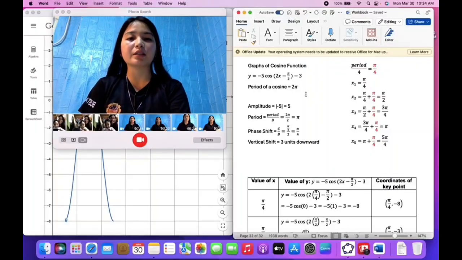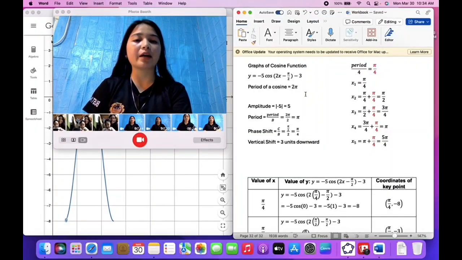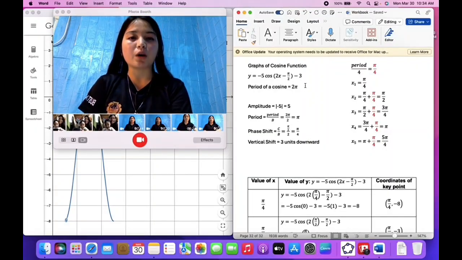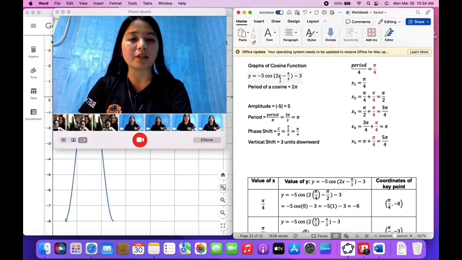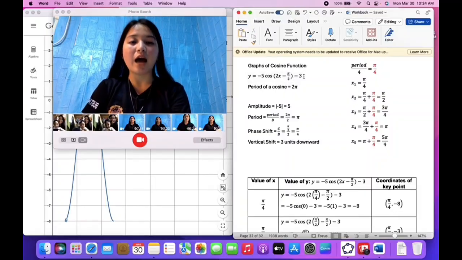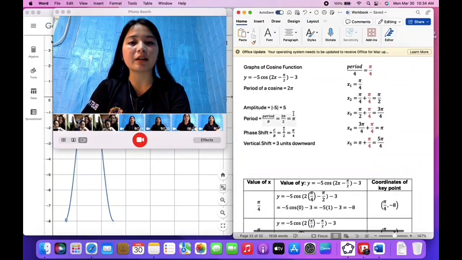The first step is we must identify our a, b, c, and d. Our value of a is equal to negative 5. The value of our b is equal to 2. The value of our c is equal to pi over 2. And the value of our d is equal to negative 3. The second step is we must identify the amplitude. The amplitude is the absolute value of a.